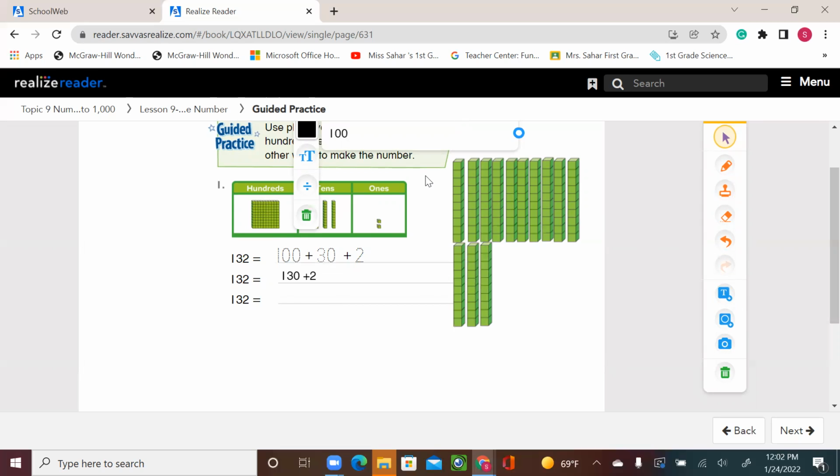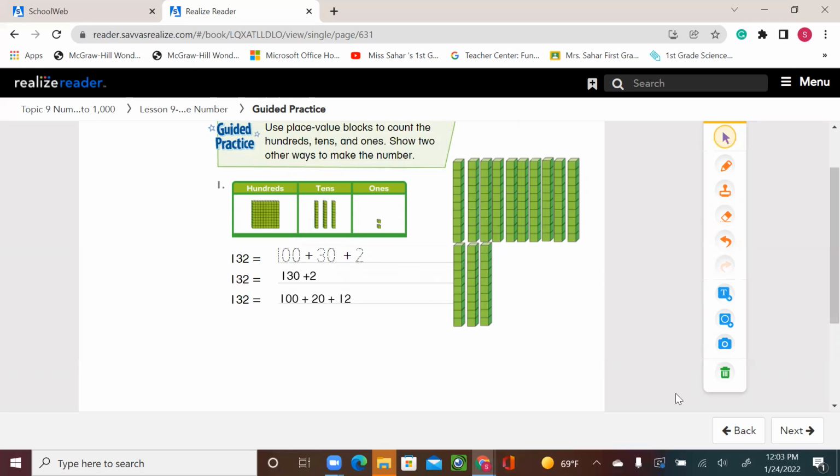100 plus, instead of 3 tens, 2 tens, which is 20, plus that 10, I will add it to the 2 ones because I'm going to break it to ones. So 10 plus 2 equals 12. Very good. That would be a third way.